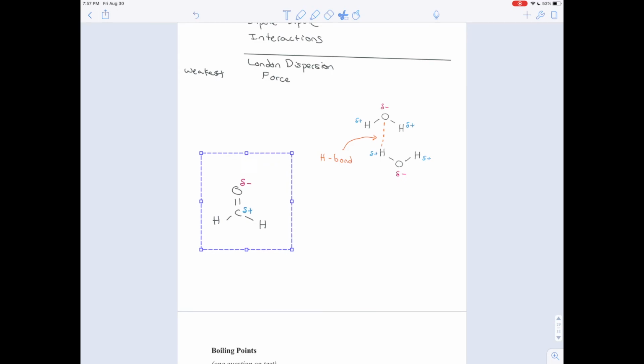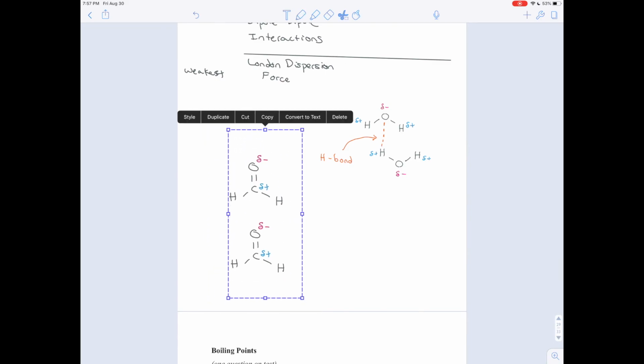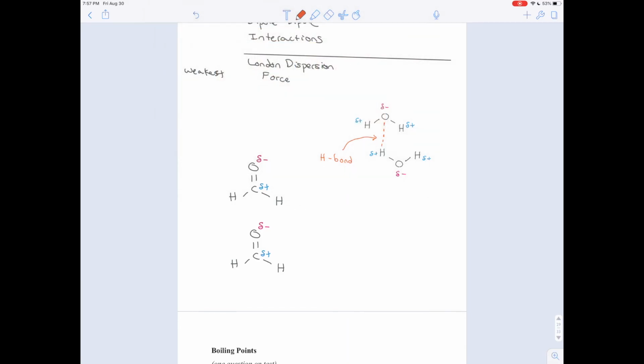And what if you have two formaldehyde molecules and they brush past each other? What happens? Well, when they brush past each other, the slightly positive carbon on one will be attracted to the slightly negative oxygen on another, and that attraction is called a dipole-dipole interaction.